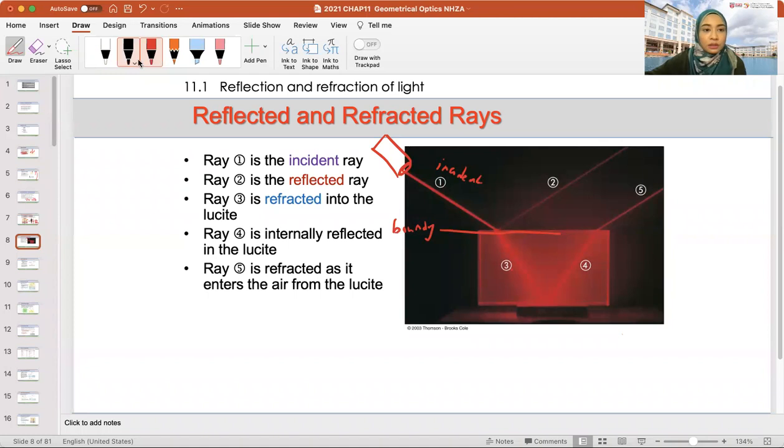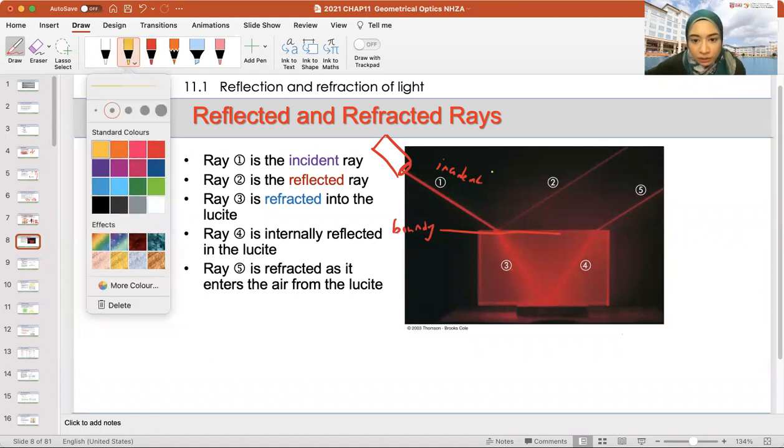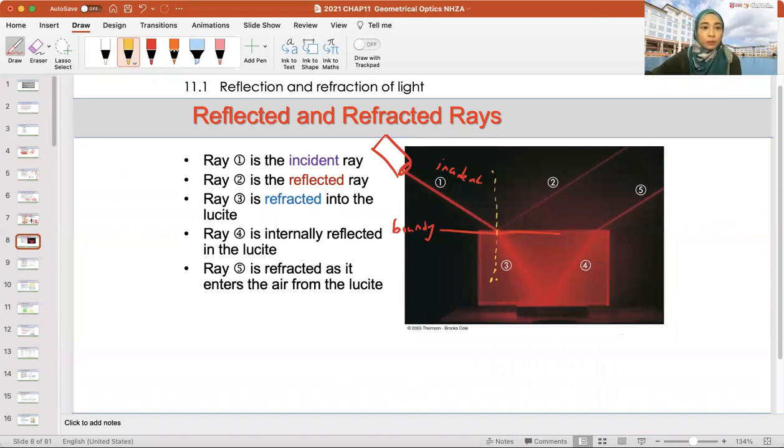So with respect to the normal, where is our normal? This is our normal. It's not labeled here, but we have to know that the normal is always going to be 90 degrees with respect to the boundary. So this is your normal. And what is your angle of incident? It is over here. And what is your angle of refraction? It is over here. And your angle of reflection is over here.